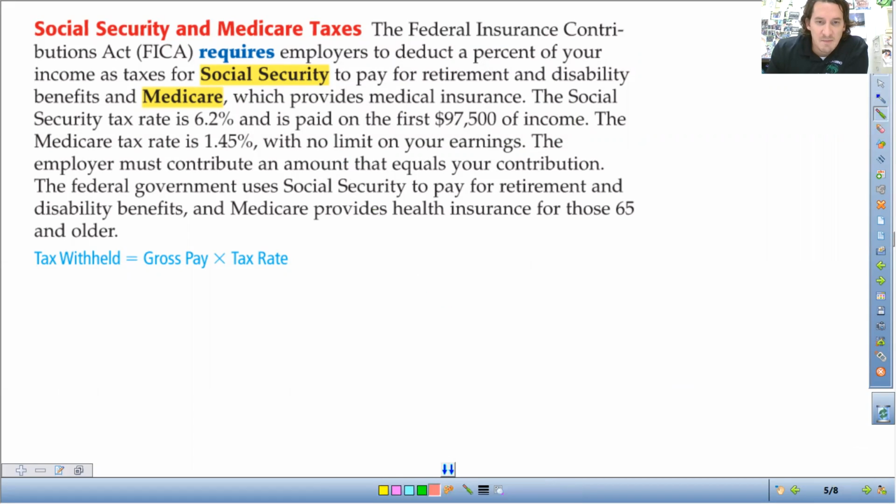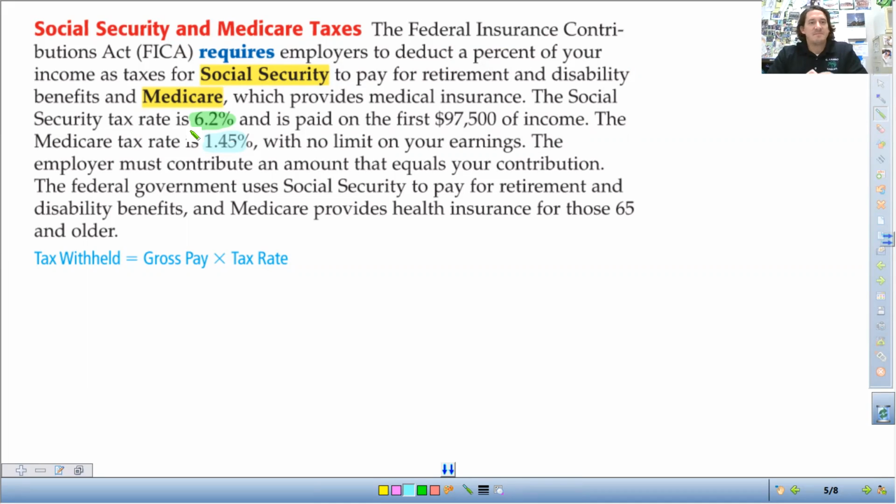Important numbers that we need to remember for this lesson. The tax rate for Social Security is 6.2%, and the tax rate for Medicare is 1.45%. Social Security has a limit on your earnings, so you will pay 6.2% towards Social Security up until you make $97,500. Any income you make after $97,500 in a year, that's a yearly income, you don't have to pay Social Security on. But Medicare is 1.45% without any limit on your earnings.